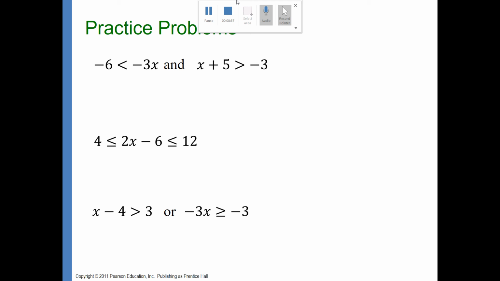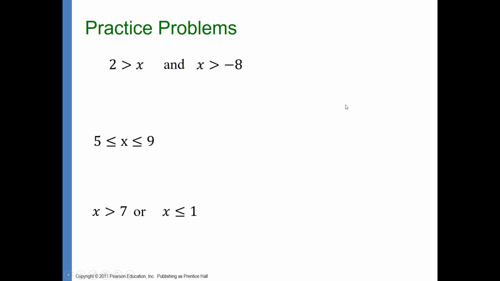All right, let's take a look at the answers here. There they are. 2 is greater than x, and x is greater than negative 8. You should have put that on a number line. You might have said x is less than 2. That's the same thing as well. 5 less than or equal to x. X is less than or equal to 9. X is greater than 7, or x is less than 1.